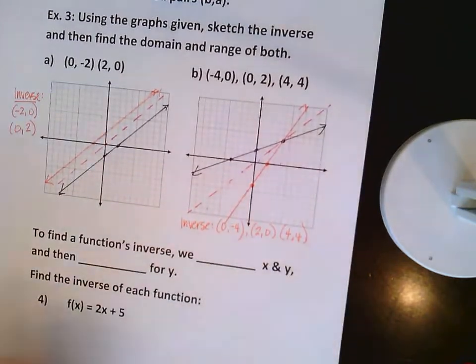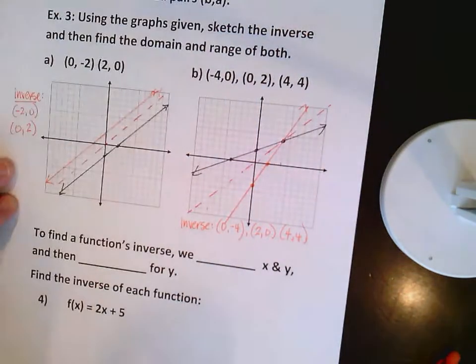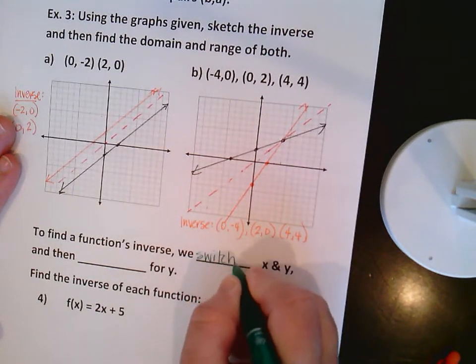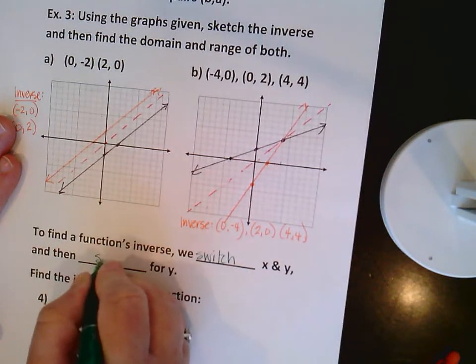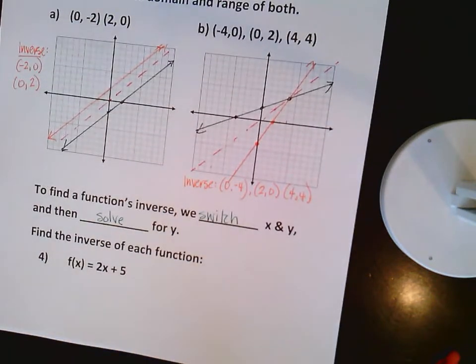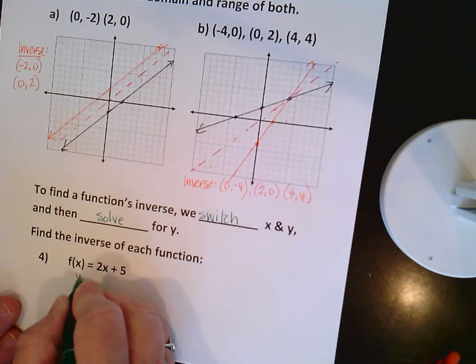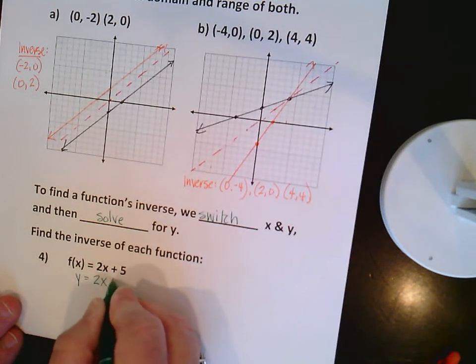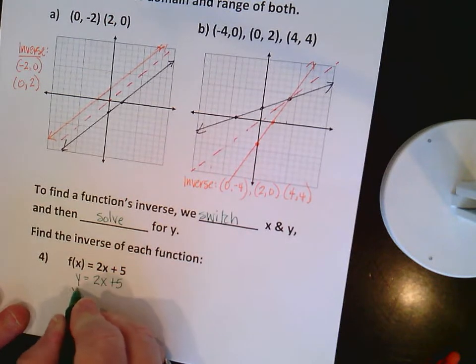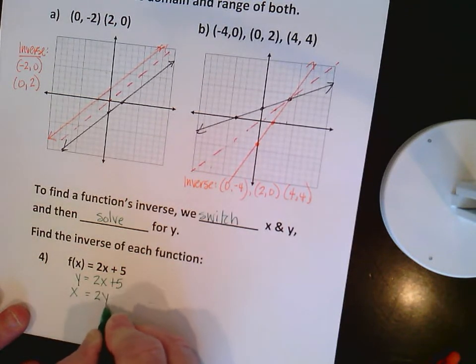So in order to find an inverse function, we switch x and y, and then we solve for y. This is the way that you figure out what the inverse is without having to graph it. So to find the inverse of this function, first I rewrite this as y equals 2x plus 5. Then I'm going to change my x and my y. So now this is x equals 2y plus 5.